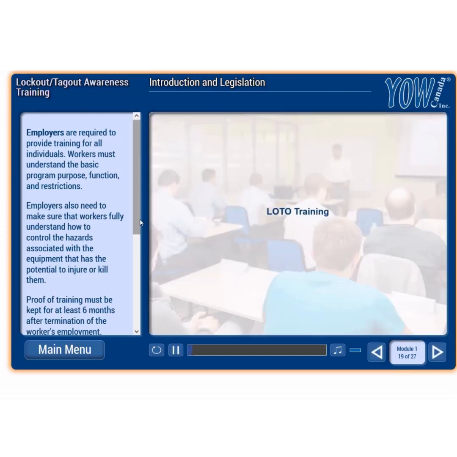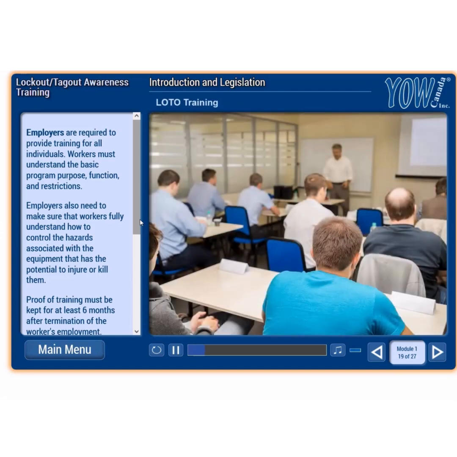LOTO training. Employers are required to provide training for all individuals. Workers must understand the basic program purpose, function, and restrictions. Employers also need to make sure that workers fully understand how to control the hazards associated with the equipment that has the potential to injure or kill them. Proof of training must be kept for at least 6 months after termination of the worker's employment.